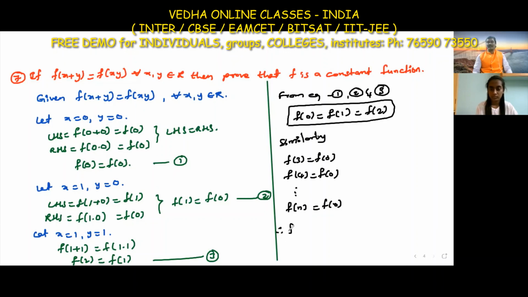Therefore f(1), f(2), f(3) and so on, f(n) is equal to f(0) only. All the images are equal. Hence the given function is a constant function.